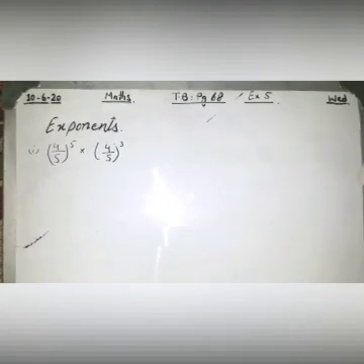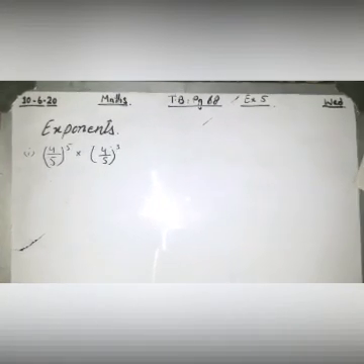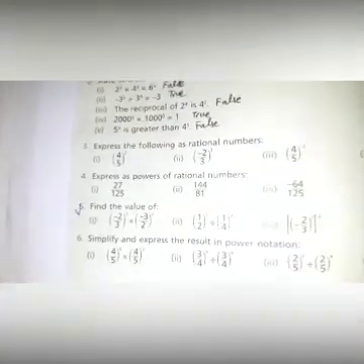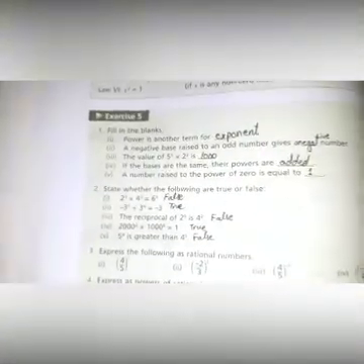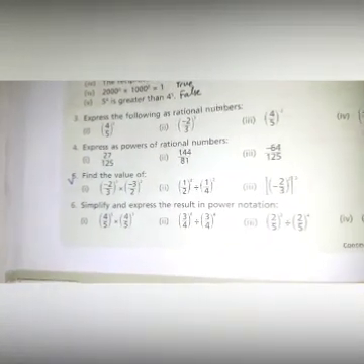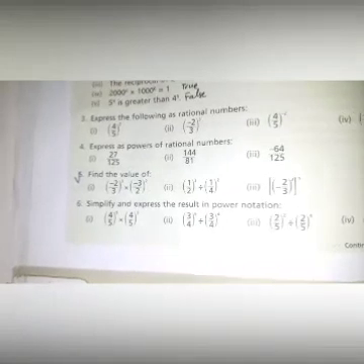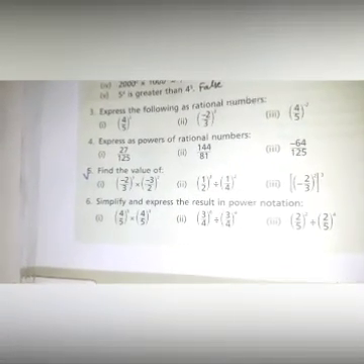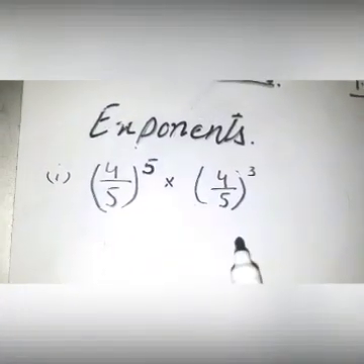Page number 68, exercise 5, the chapter exponents, question 6. On page number 68 you can see exercise 5. Question number 6: simplify and express the result in power notation. Now question number 1 is (4/5)^5 multiplied with (3/5)^3. You can see the question here.